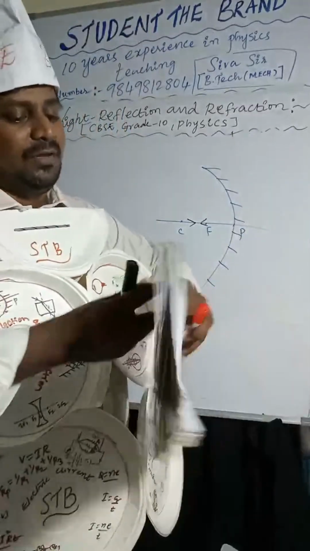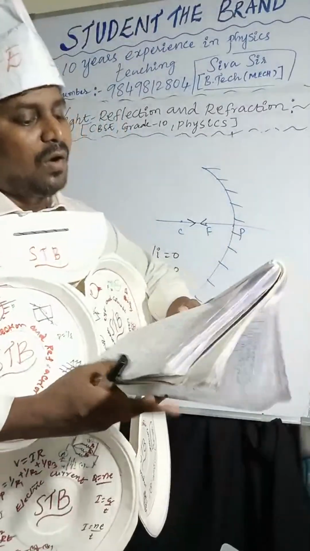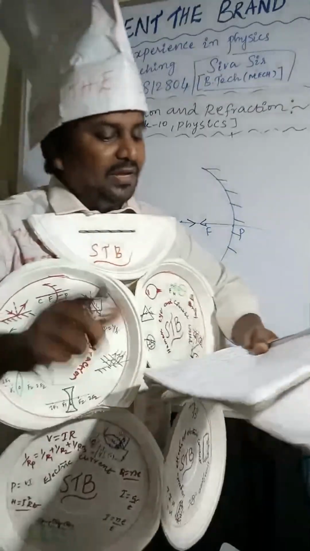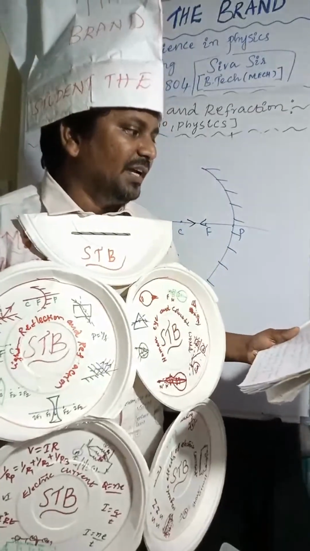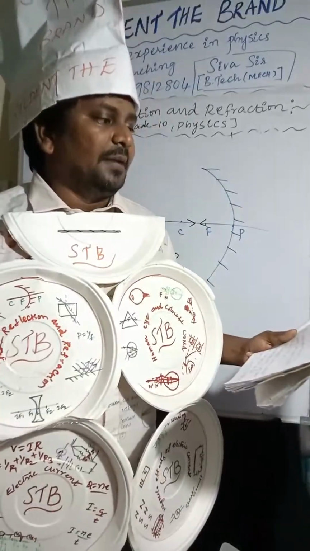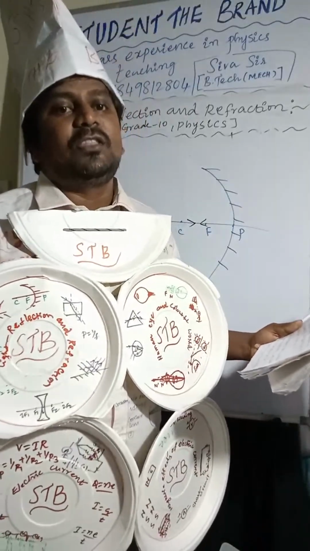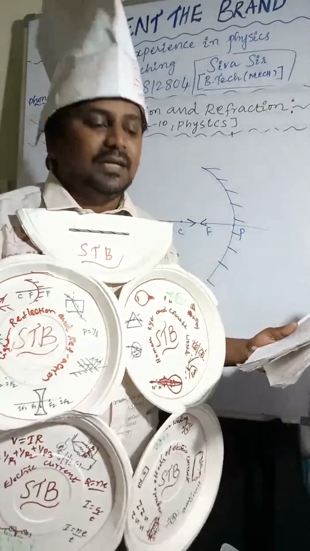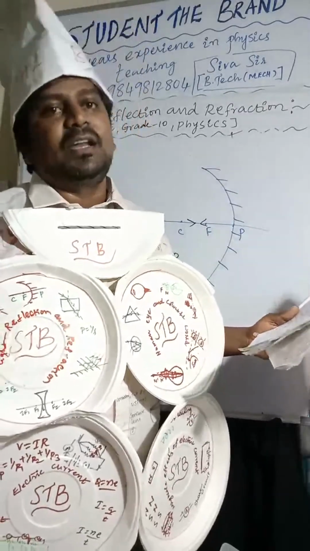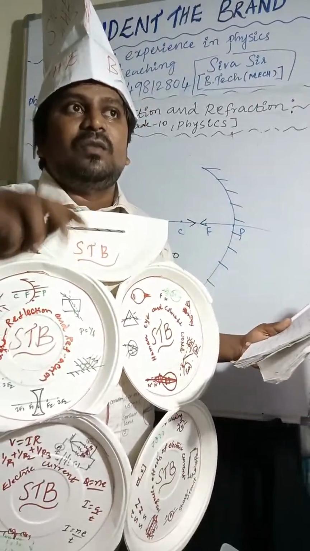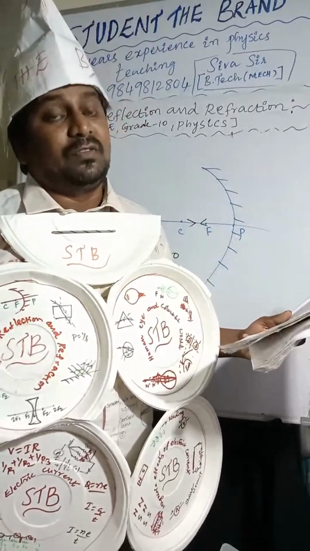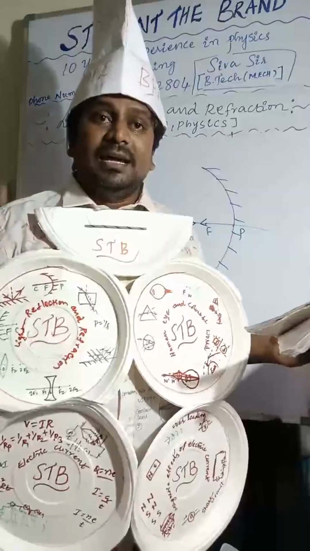Okay, so next one. How can you identify the three types of mirrors without touching? Very, very important. Without touching, we should not touch the mirrors. How can you identify? In a concave mirror, a virtual, erect and enlarged image will form.